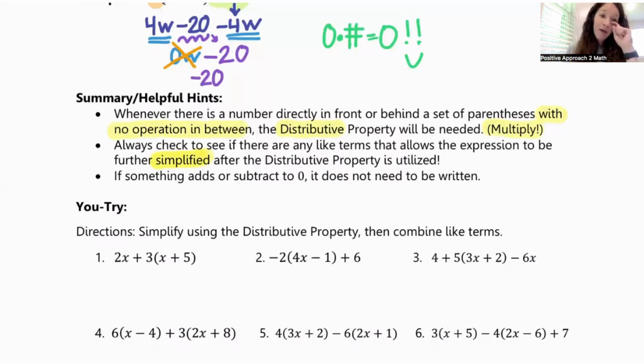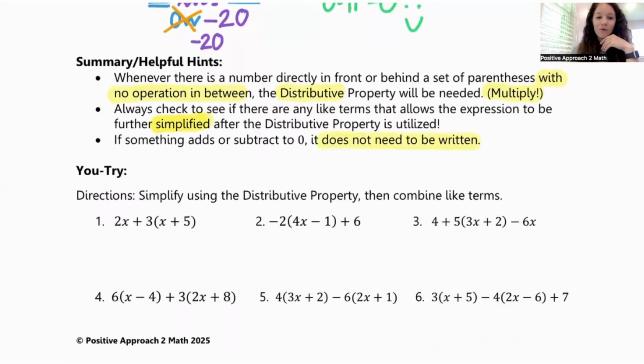Okay? And finally, what we just saw in our last example, if something adds or subtracts to 0, it does not need to be written. So we're not going to actually write 0W. We're going to say 0 times W is 0, and 0 minus 20 just leaves us with that negative 20.